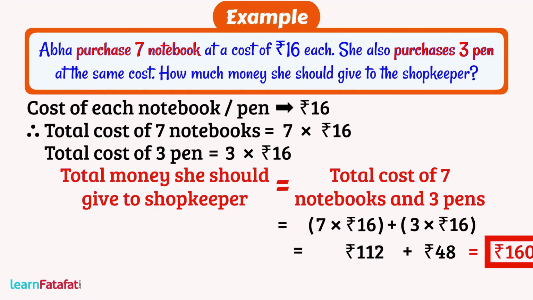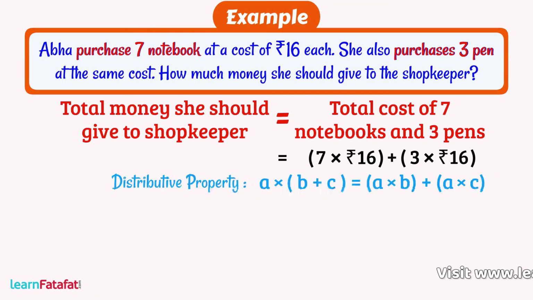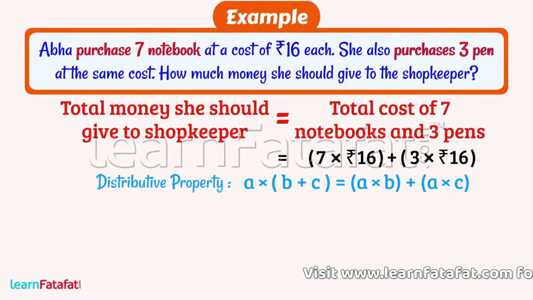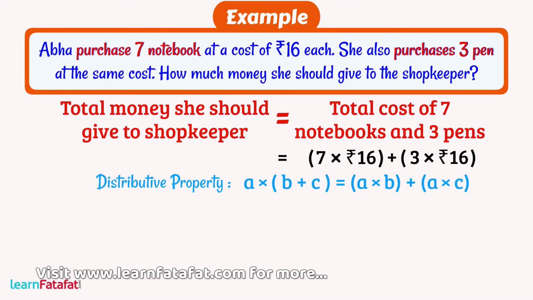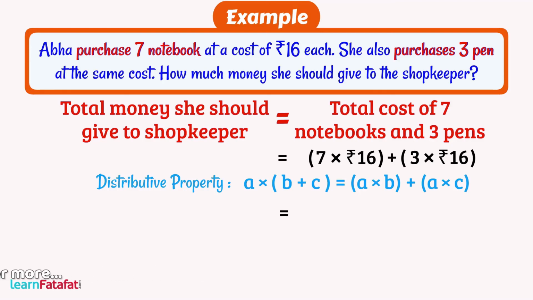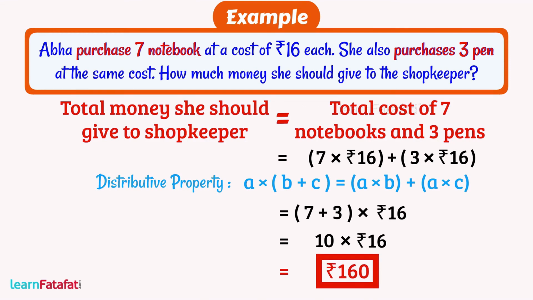However, with the help of distributive property, this problem can be solved in a simple way. Let's see how. 7 into 16 plus 3 into 16 can be written as 7 plus 3 into 16, which equals 10 into 16, which equals rupees 160. You should always try to make the calculations simple by using the properties of integers under various operations very well.